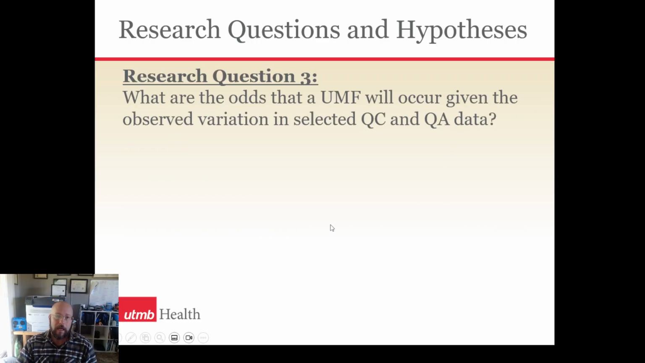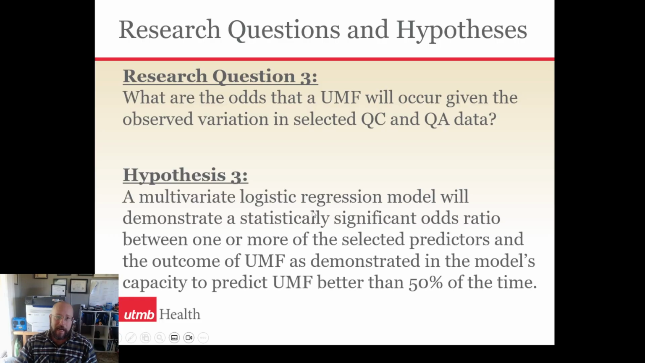And the third question that I had was, what are the odds that a mechanical failure will occur given observed variation in QC and QA data? And I hypothesized that if we use the proper multivariate logistic regression model, we could demonstrate a statistically significant odds ratio between various predictors and mechanical failure, with the goal of seeing whether we could create a model that would do better than a flip of a coin. And so that's what we set out to do.